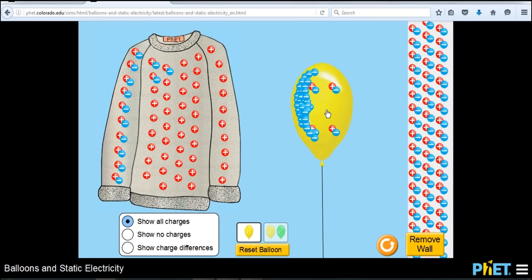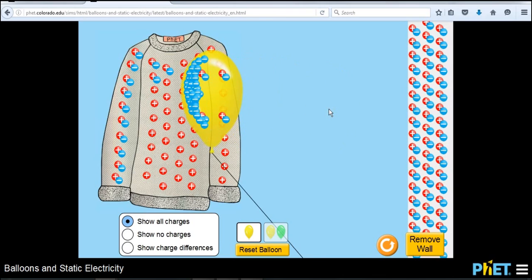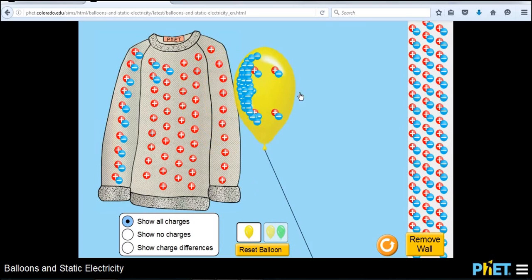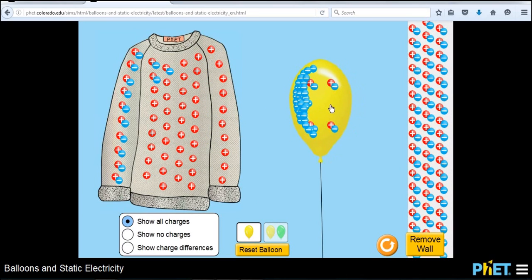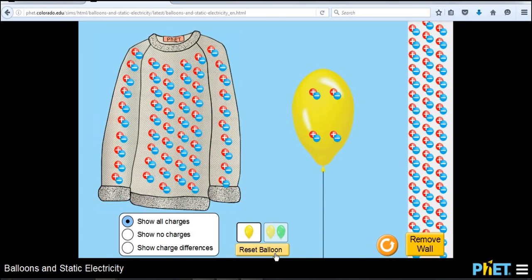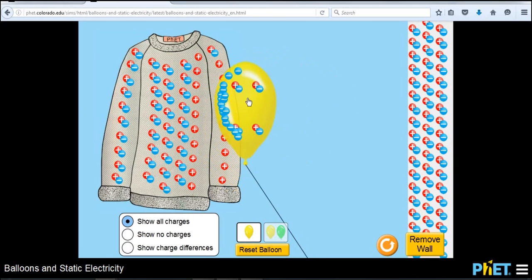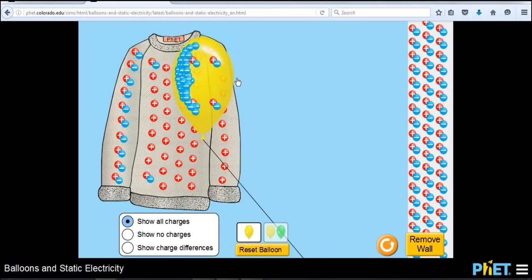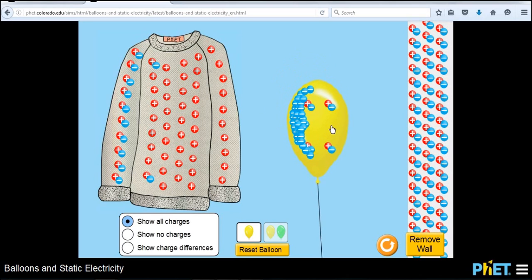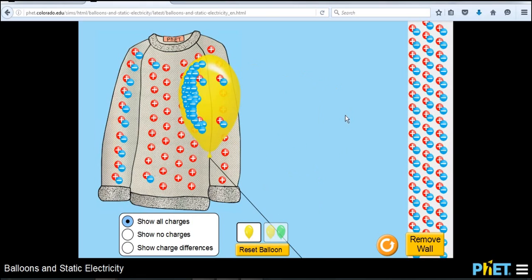And the one thing that we know is that opposites attract. So the balloon is going to now be attracted to the sweater. The other thing to take note of here is that it's the electrons that move. We can't make the protons move. The protons are located inside the nucleus. We cannot change that. However, the electrons are in the cloud, and they are a little more free to move.